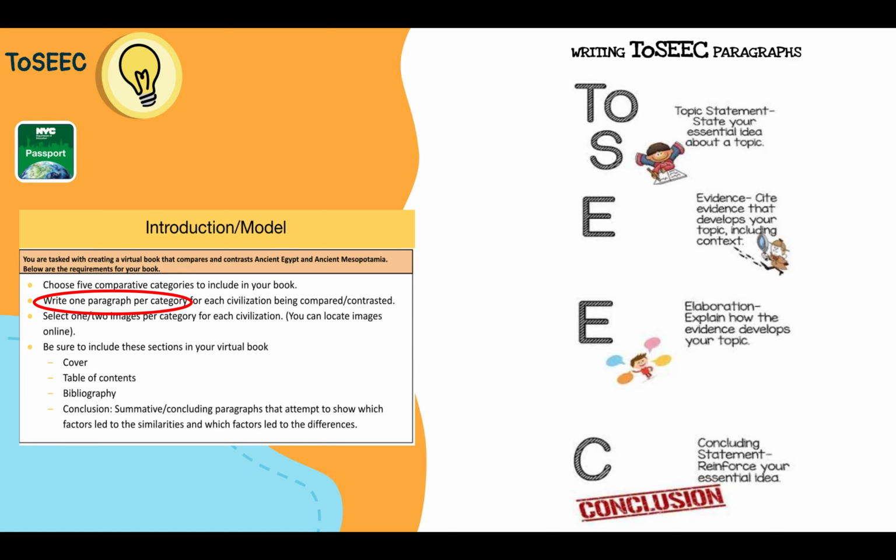You will have the opportunity to use the ToSEEC strategy when engaging in this task of writing one paragraph per category for each civilization, Mesopotamian and Egyptian, that is being compared.